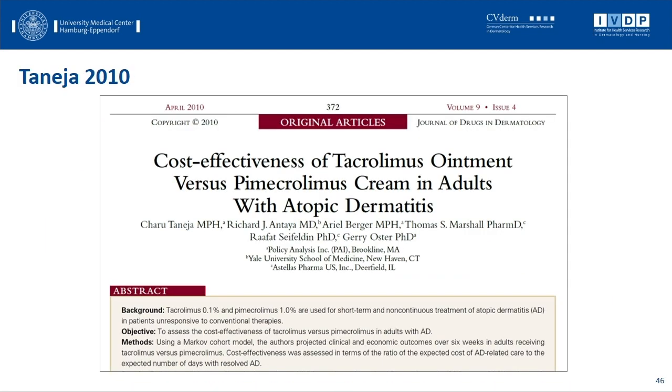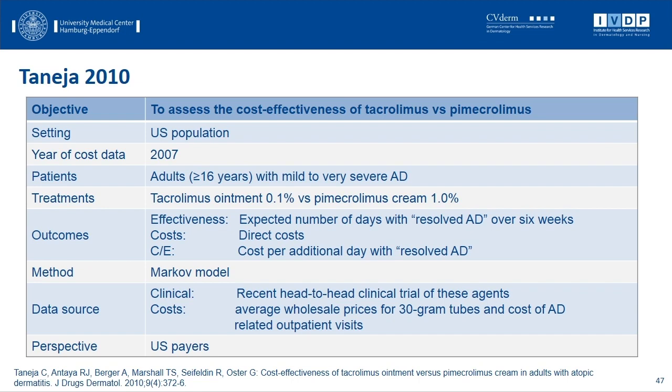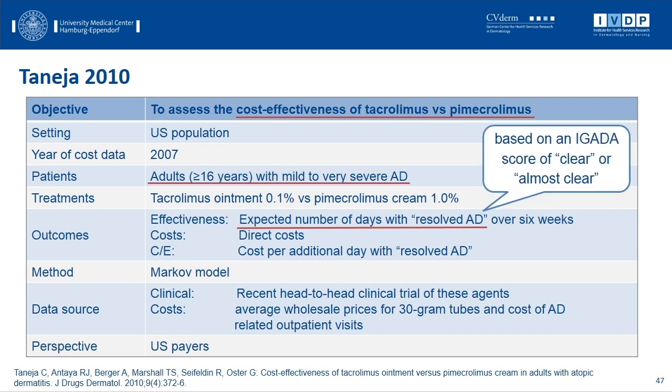Also, Tania et al. made such a comparison, but in adults, and they estimated the cost per additional day with resolved AD, and a day with resolved AD was meant to be a day where the patient has an investigator's global atopic dermatitis assessment score of clear or almost clear.